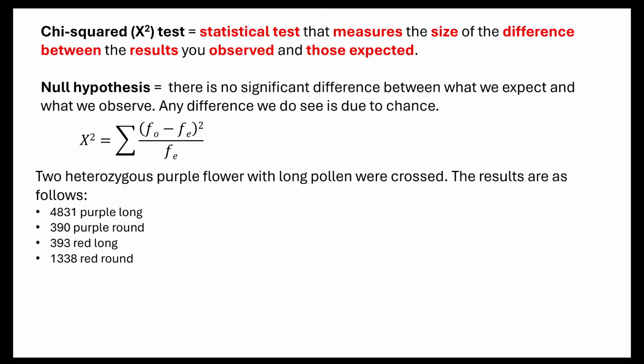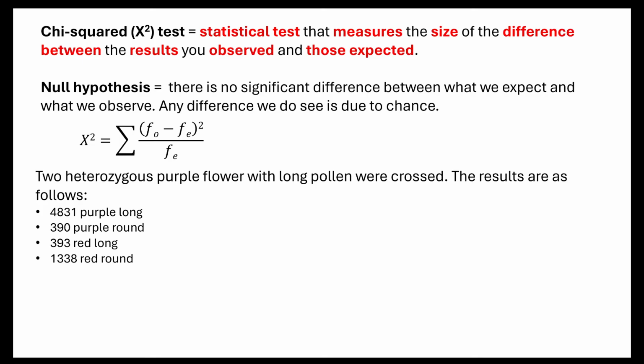We end up with 4,831 purple long, 390 purple round. Round must be the recessive trait because I've been told in the question that they're heterozygous and I didn't see round in that list above. So always double check the stem of the question for that.